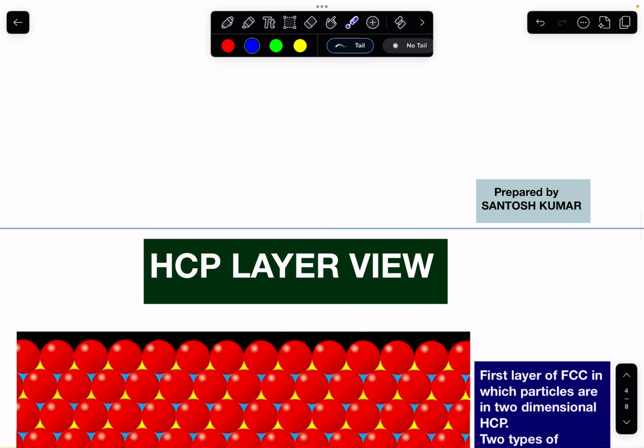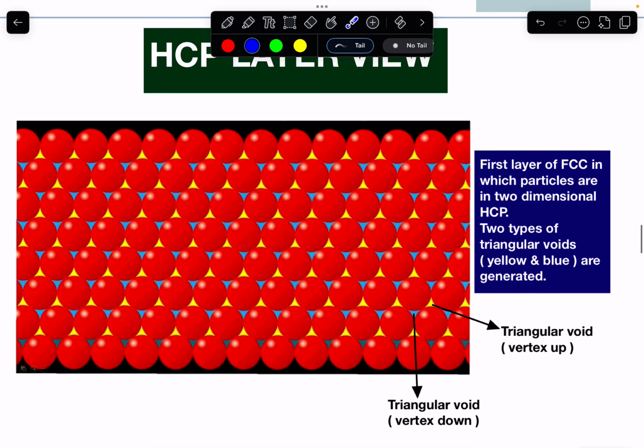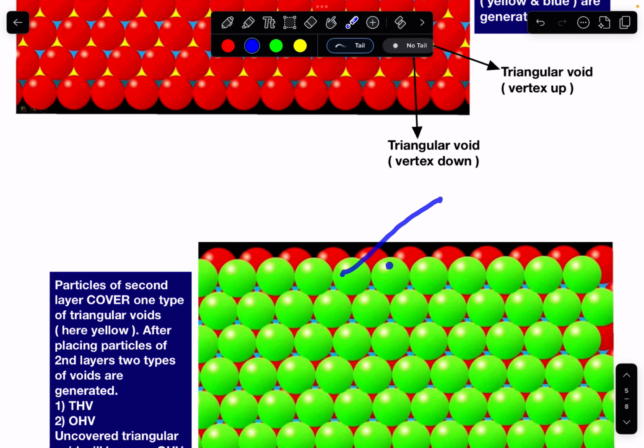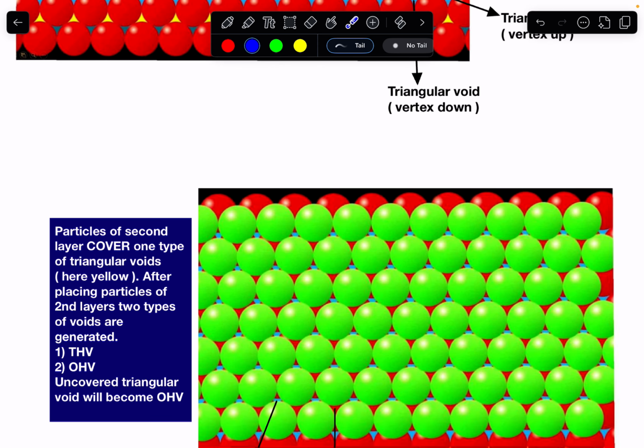And if you see the layers of HCP, simply the first two layers' arrangement is exactly the same. In FCC and HCP, the arrangement of particles in the first two layers is the same. You can see the first layer is two-dimensional close packing, and two types of voids are generated. Both are triangular voids: vertex up, vertex down. Particles of the second layer are covering one type of triangular void. You will be getting two types of voids.